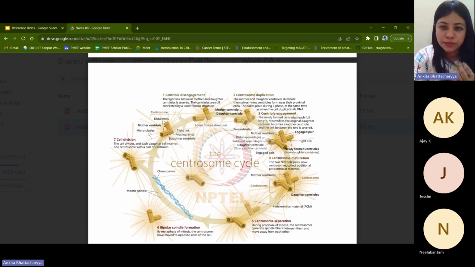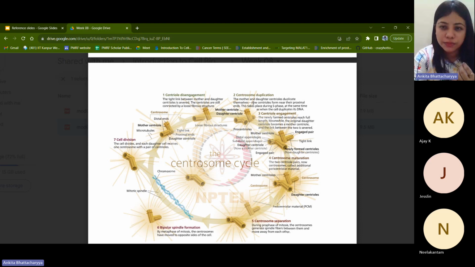So first step is of course centriole disengagement, where the tethering between mother-daughter centrioles becomes severed. They are connected simply by some loose fibrous structures. Second, the centrosome undergoes duplication and new centrioles form at the proximal ends during S phase when the cell is duplicating its DNA. Then there is engagement of the centriole where the newly formed ones will reach their full length and the other daughter centriole becomes the mother now. And the link between the two is severed. Then comes maturation of the centrioles, where the two pairs, you have two mothers and two daughters, are now collecting some additional pericentriolar material, or PCM.